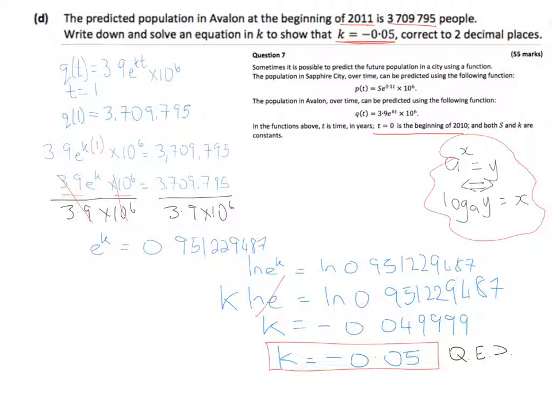Okay, and just for our own sake as well, we can rewrite the function for Avalon City now that we have our answer for k.